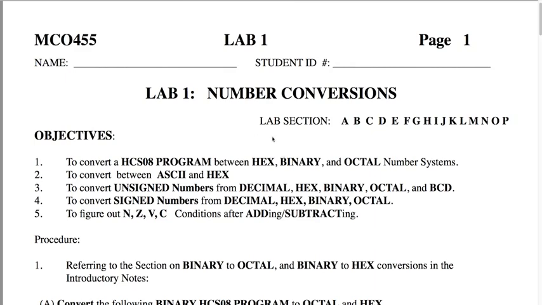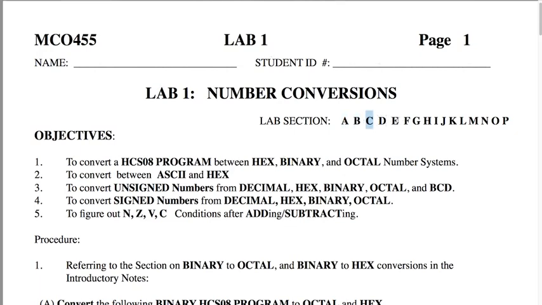Lab, you're going to do an MCO455. What you should fill in is your first name, last name, or family name. Fill in your student ID number here, and then select which lab section you're in. So what you have to do is circle A or B or C, whatever your lab section is.